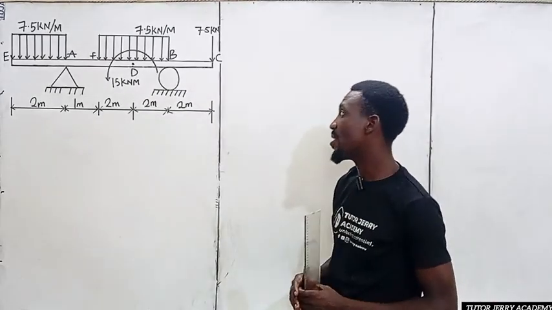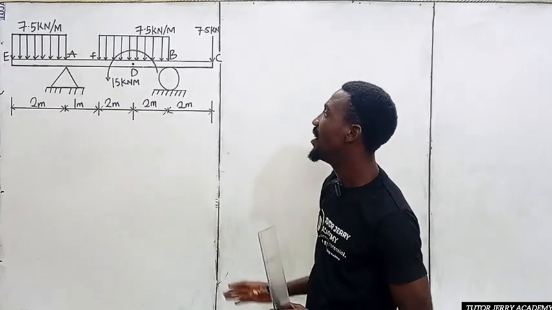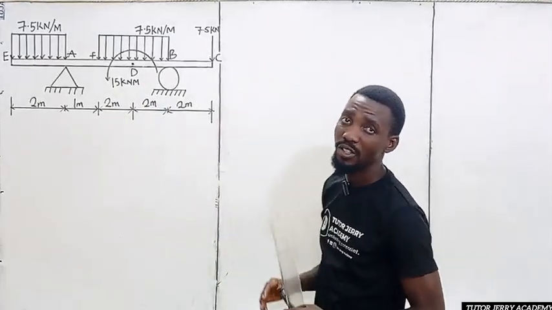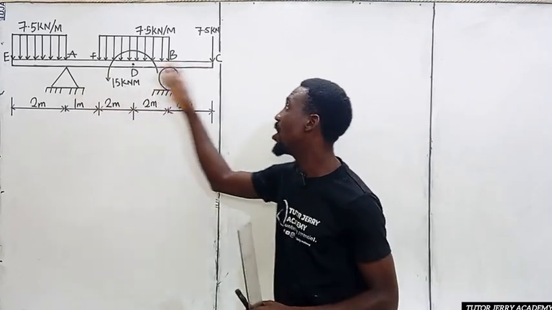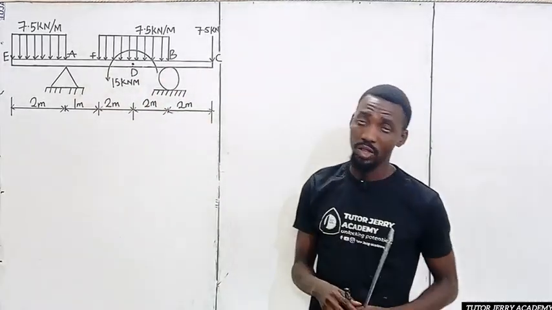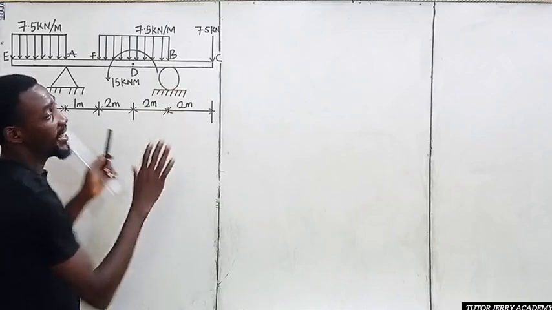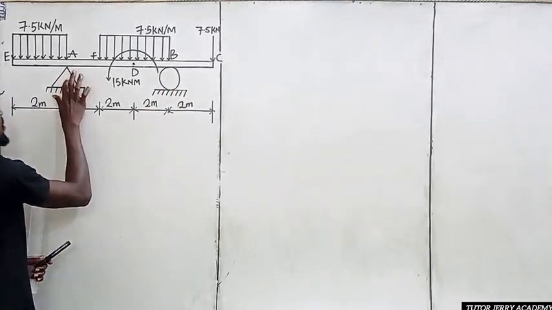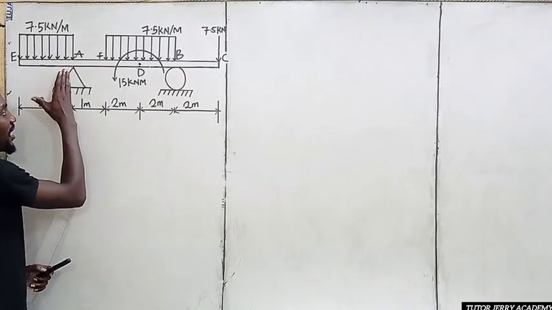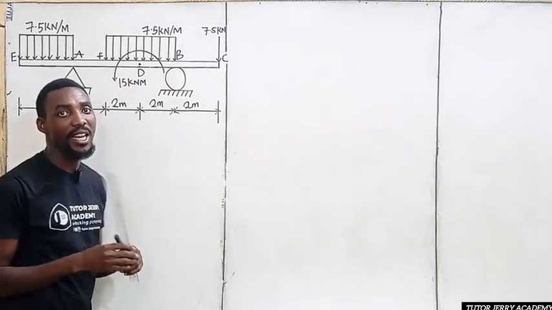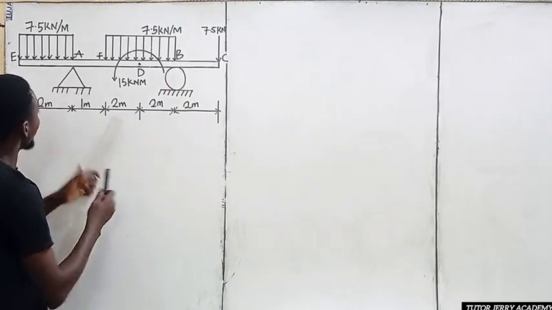So for us to solve this question, we are going to be replacing these two supports by just an upward force, that is an upward reaction, since we don't have any horizontal load. So for us to do that, we are supposed to redraw this diagram, then replace these two supports with an upward reaction at A and the reaction at B. But I will not be doing that. I'll just do like this.